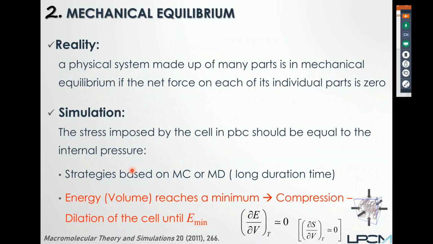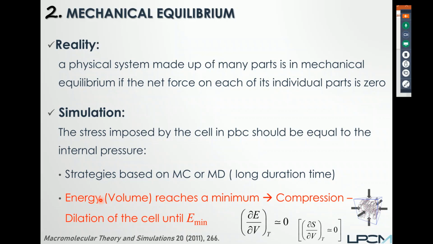There are different strategies, as I said, based on Monte Carlo or molecular dynamics. In the case of molecular dynamics, the duration times are very long. What we propose, very simple, is to compress this cell.